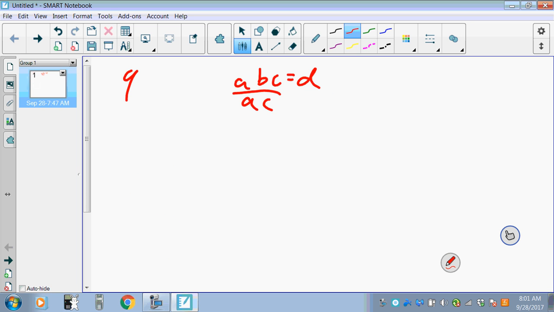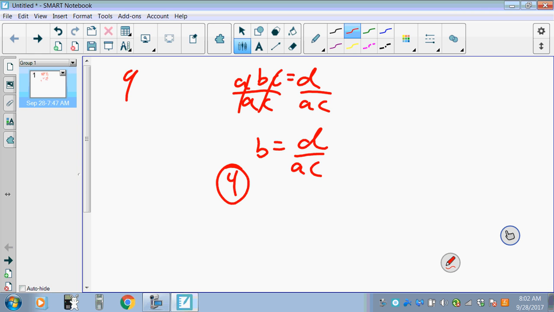So we're going to go ahead and divide by AC on both sides. Same thing, and we get B is equal to D over AC. Okay? And then on your paper, that was number 4.